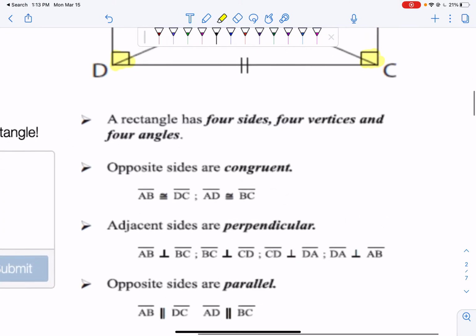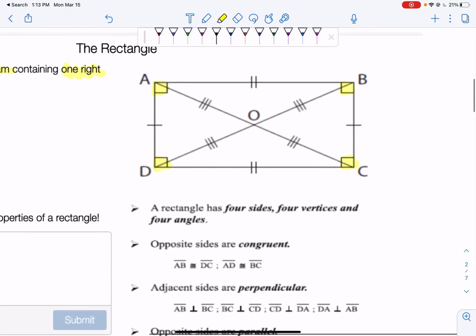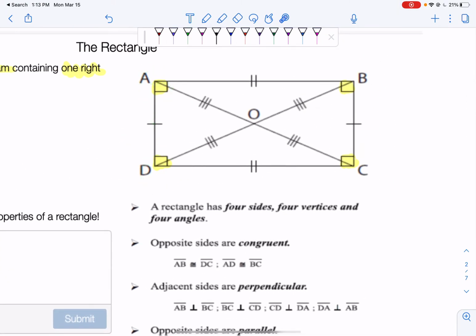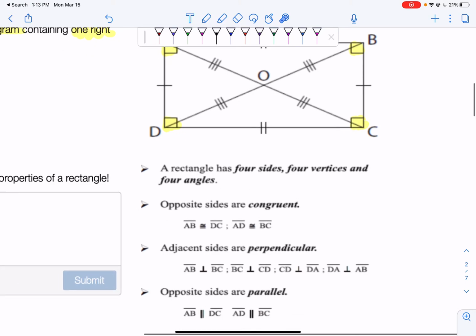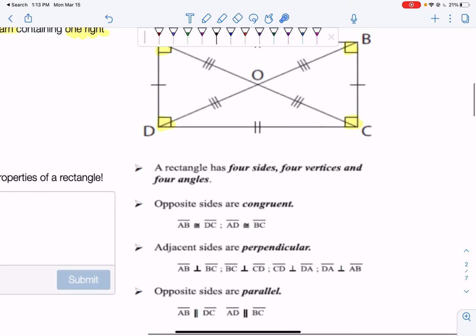A rectangle has 4 sides, 4 vertices, 4 angles. I've got 4 angles, and they're all right angles. One thing we know is that our opposite sides are congruent. So I can say AB and DC are congruent, and I can also say AD and BC are congruent. So the opposite sides of a rectangle are congruent, which is a property of the parallelogram.